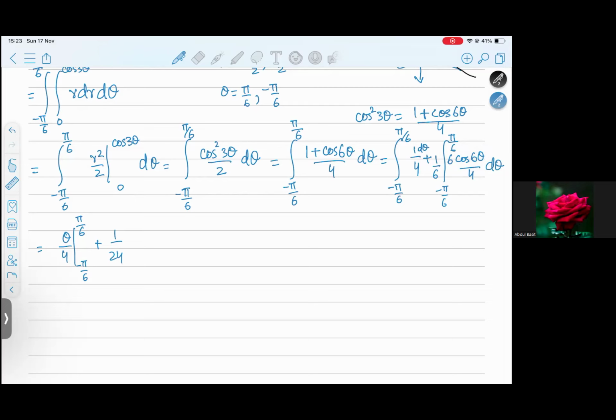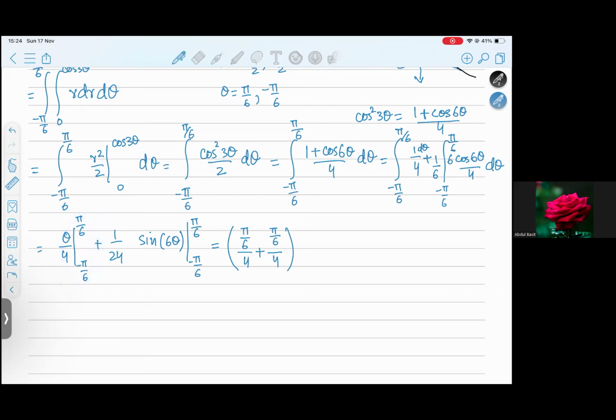And the integral of cos 6 theta times 6 is sine of 6 theta, and the limits are from negative pi over 6 till pi over 6. If I plug in theta equal to pi over 6 in the first term, I get pi over 6 divided by 4. Negative times negative makes it a positive, plus pi over 6 divided by 4. That comes from here.